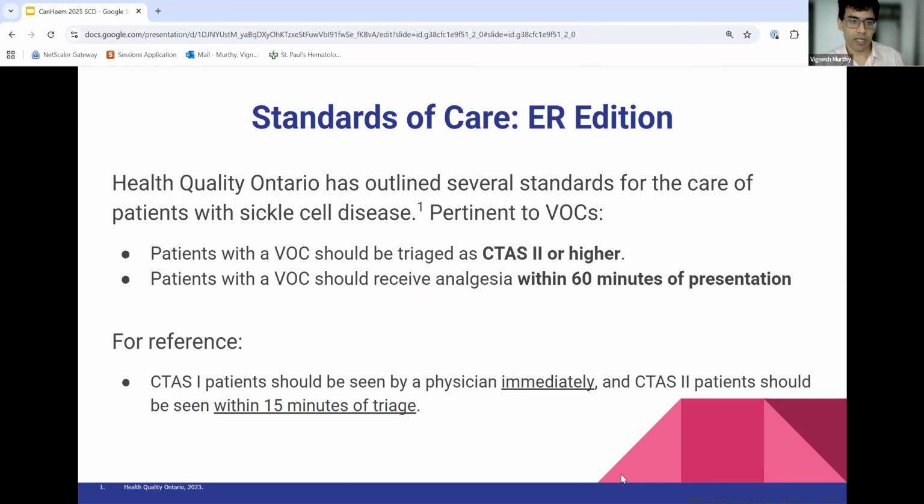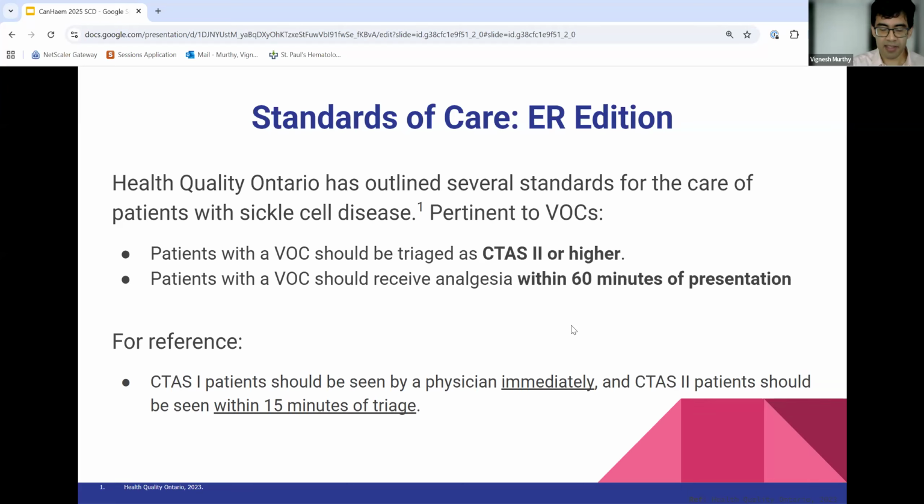So interestingly, Health Quality Ontario has outlined several standards for the care of patients with sickle cell disease. Pertinent to vaso-occlusive crises, those with a VOC should be triaged as CTAS 2 or higher, and should receive analgesia within 60 minutes of presenting. For reference, CTAS 1 patients are supposed to be seen by a physician immediately, and CTAS 2 within 15 minutes of triage. That's per the CTAS guidelines.